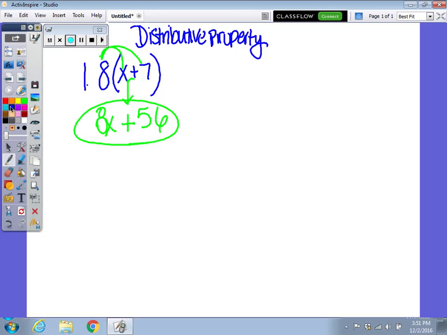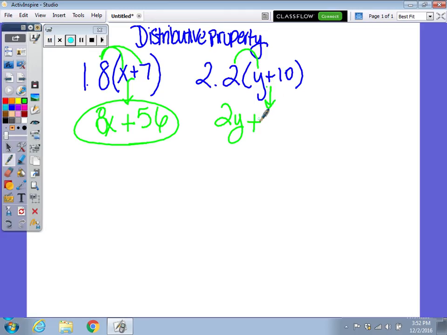Number 2 is going to be written as 2 times the sum of y plus 10. Okay, in this problem, we are going to multiply the 2, which is directly in front of the open parentheses, times y. And we write that as 2y. Okay, and then we bring down this plus sign, and then we do 2 times 10, which is 20. And this is your answer.